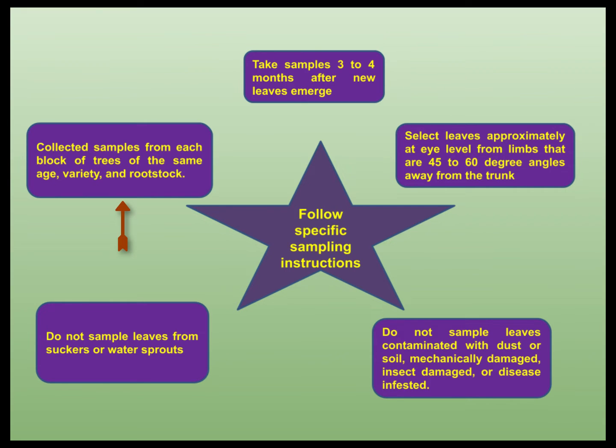Collect samples from each block of trees of the same age. If you have different varieties of the same fruit crop, then separately collect sample variety wise. If root stocks are different, then collect sample rootstock wise.